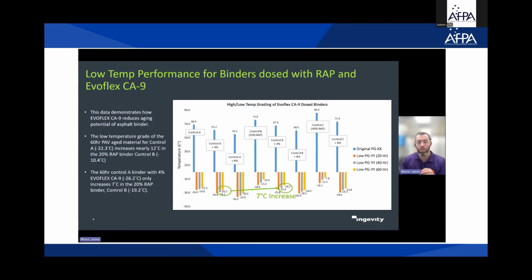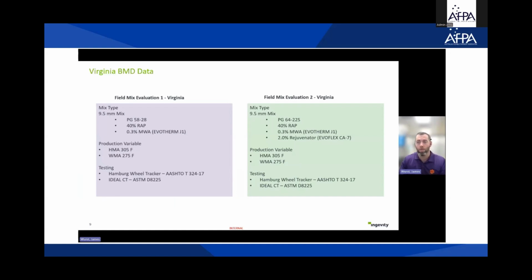This shows how impactful these additives are in reducing the impacts of aging in RAP binder systems. We've done work with this in different BMD projects. This is an example from a state on the East Coast of the United States called Virginia, where they have a 5828 binder and 40% RAP, head-to-head with a 6422 binder, 40% RAP, and 2% rejuvenator.